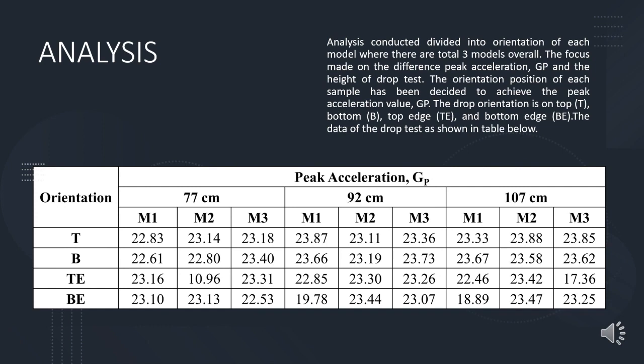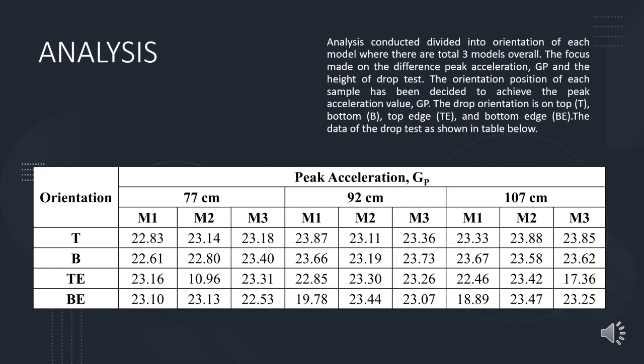Overall, no bottle broke during this drop test. During the test at the 107 centimeter height, cushion model 1 and cushion model 3 were damaged: model 1 during the top edge and bottom edge drops, while model 3 during the top edge. For model 3, the damage area is at the edge where it dropped.